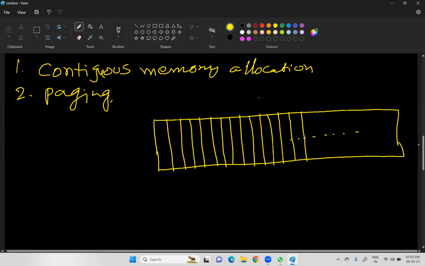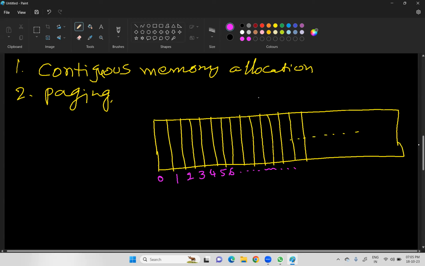Now, the addresses of these bytes will look like this. For example, this is 0, the immediate one is 1, the next is 2, then 3, 4, 5, 6, and so on. This sequential arrangement of bytes will be called continuous. Hope that you get the point here.